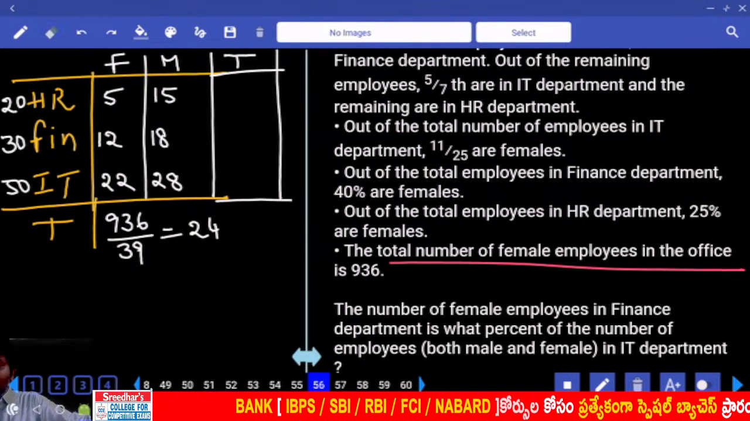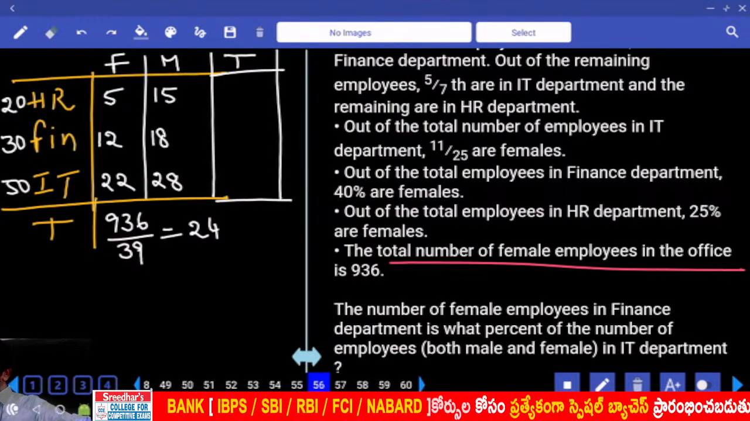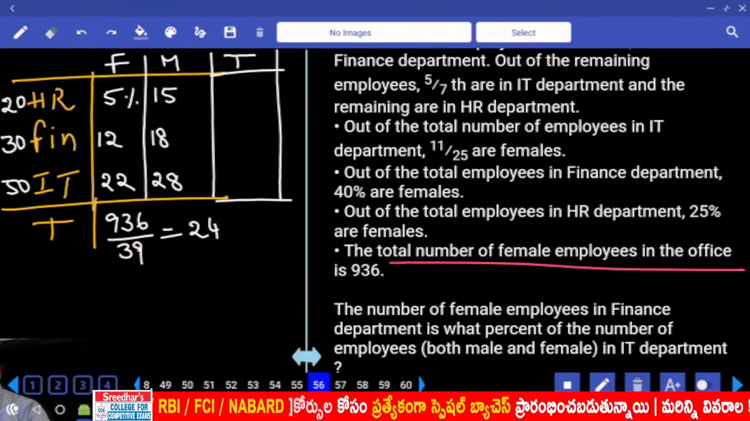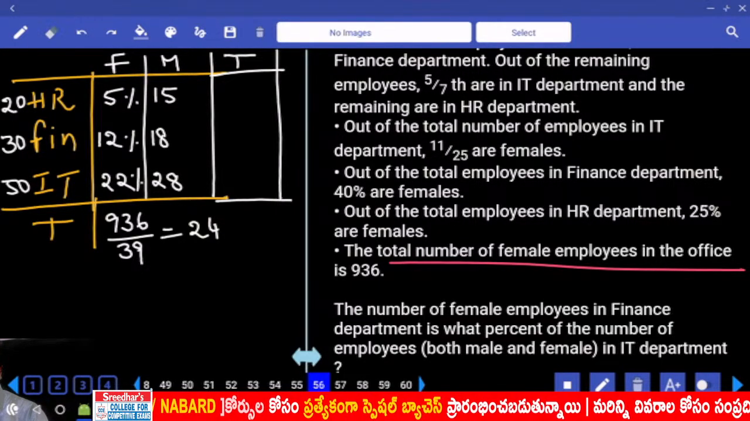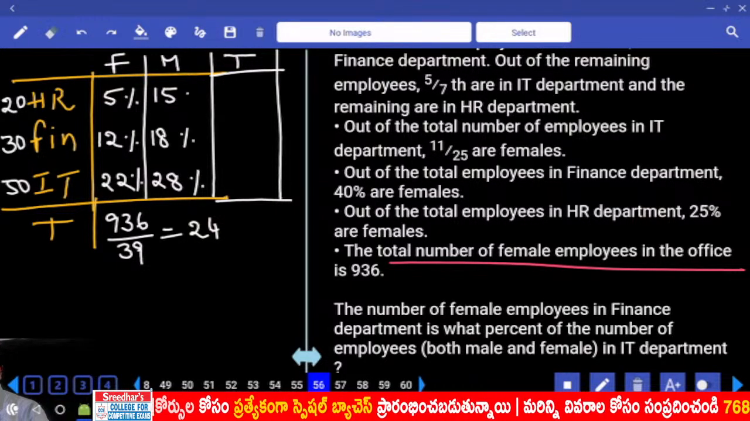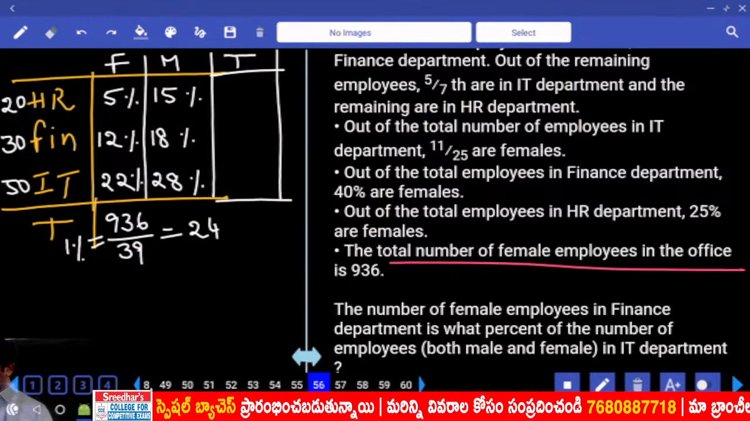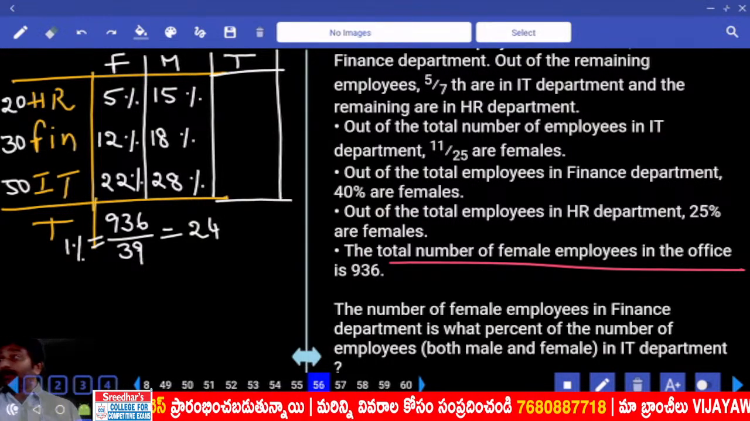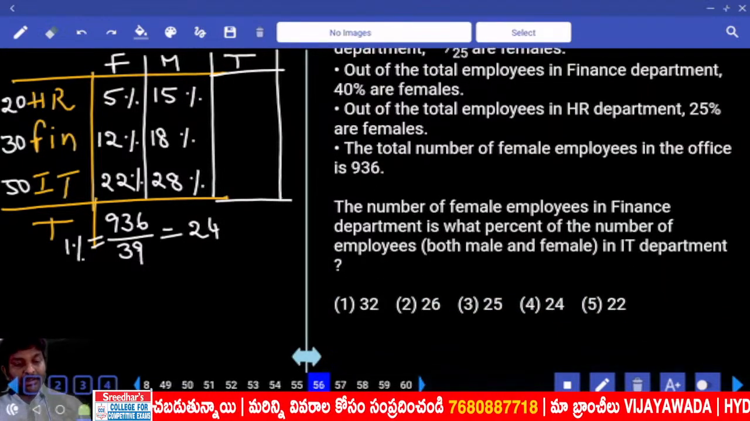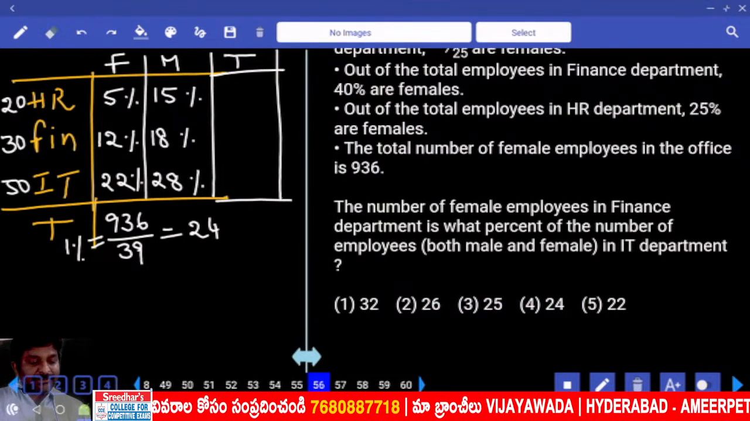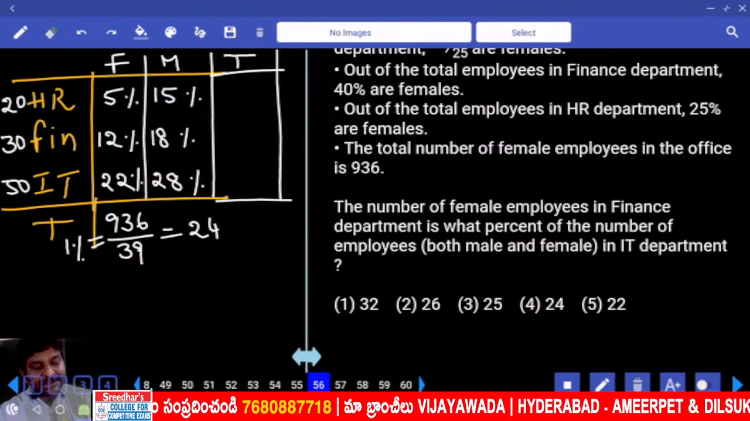I don't want to convert all these percentages to number. Do remember, all are in percentage. We will go for conversion when it is really required. 1% value is equal to 24. Okay? Chalo.